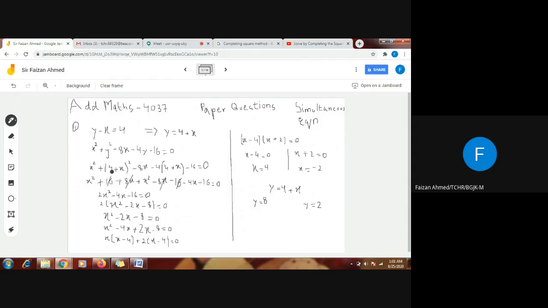Square of 4 is 16. Twice the product of the two will be 8x, and plus square of the last term is x square. Then minus 8x as it is. Then this minus 4 will be multiplied with the bracket. Minus 4 multiplied by 4 will be minus 16. Minus 4x minus 16 equals to 0. This plus 8x and this minus 8x will be cancelled out. This plus 16 and minus 16 will be cancelled out.